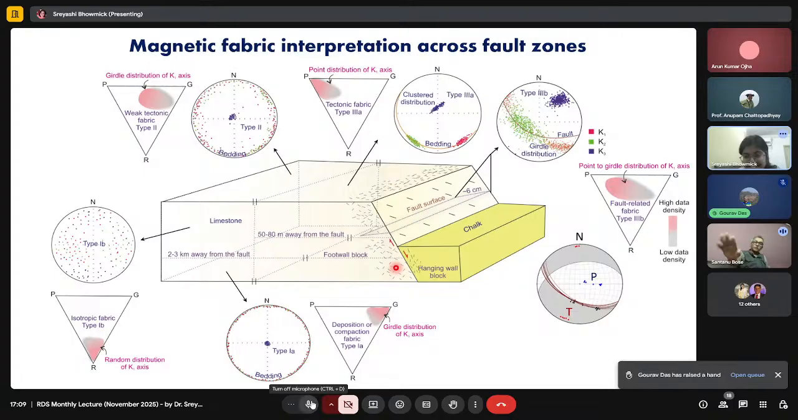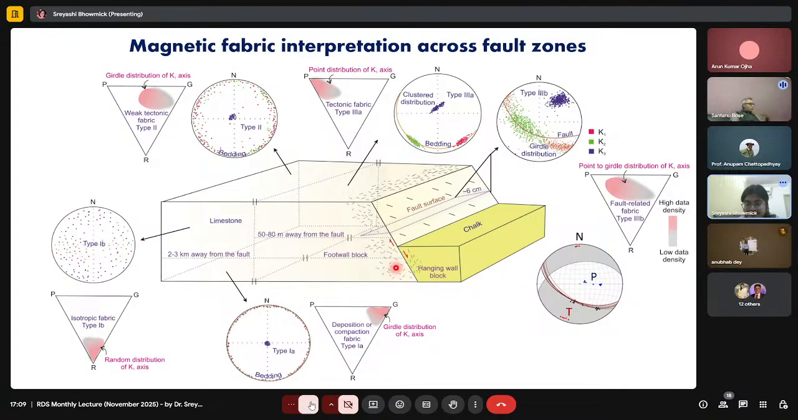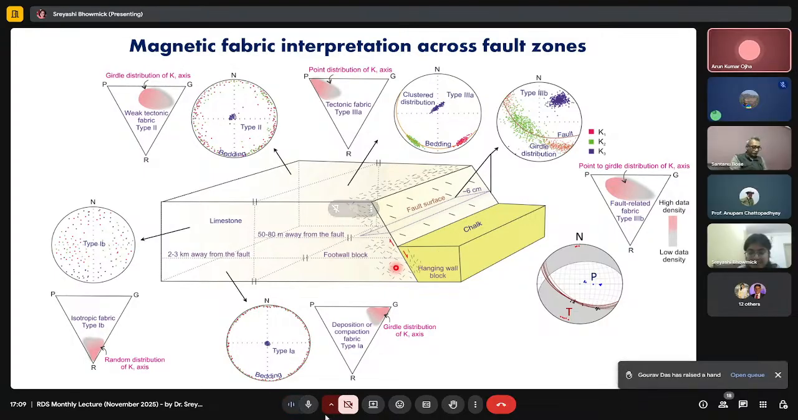Sorry. Okay, so, yeah, Arun, go ahead. Yeah, my question was in between, as you move away from your fault zone, right? For example, in this cartoon, you can see between your 50 meter and 80 meter, still you have K2 cluster, K1 cluster, and K3 cluster, all in clusters, right?